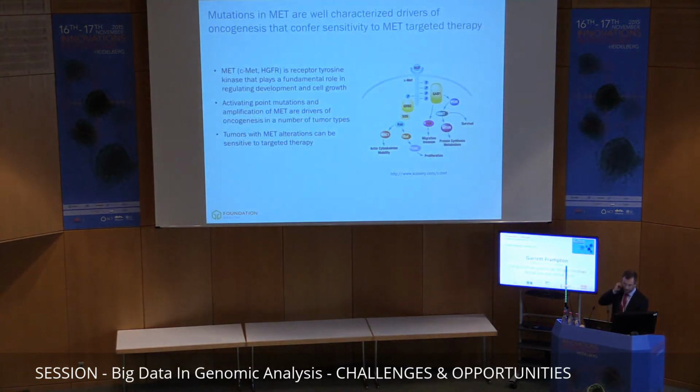So just to start at the beginning of this story, the MET gene is a receptor tyrosine kinase that's fundamental in regulating cell growth and development. Point mutations in MET and copy number amplification are well-characterized drivers of cancer in a number of different tumor types, and these tumors tend to respond to anti-MET targeted therapy.